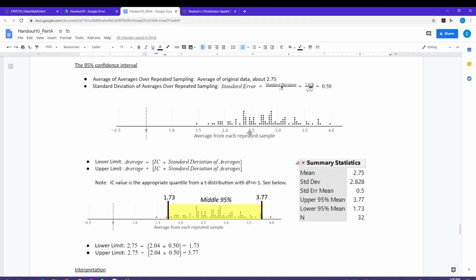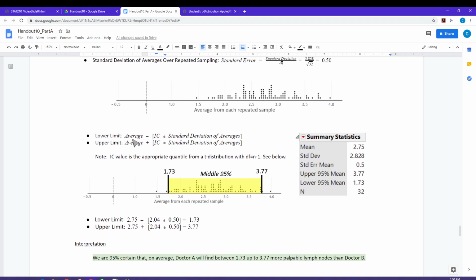What a confidence interval does is just try to capture the middle 95% of these observations over those repeated samplings. The computations are, you simply take the average minus what we call the interval coefficient times the standard deviation of the averages. The upper limit is going to take the average plus that quantity. This quantity right here is the margin of error. So IC times standard error, or IC times the standard deviation of the averages, is the margin of error.